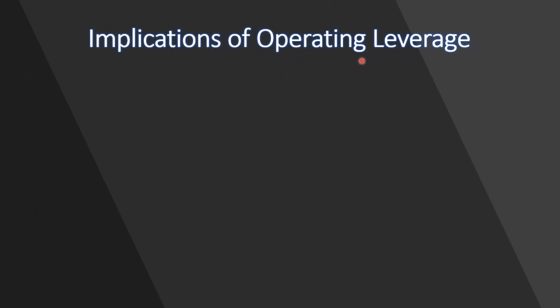The implications of operating leverage. Break-even point. Operating leverage affects a company's break-even point, that is the level of sales at which it covers all its costs. High operating leverage requires a higher break-even point, which means a company must sell more units to cover its fixed cost.